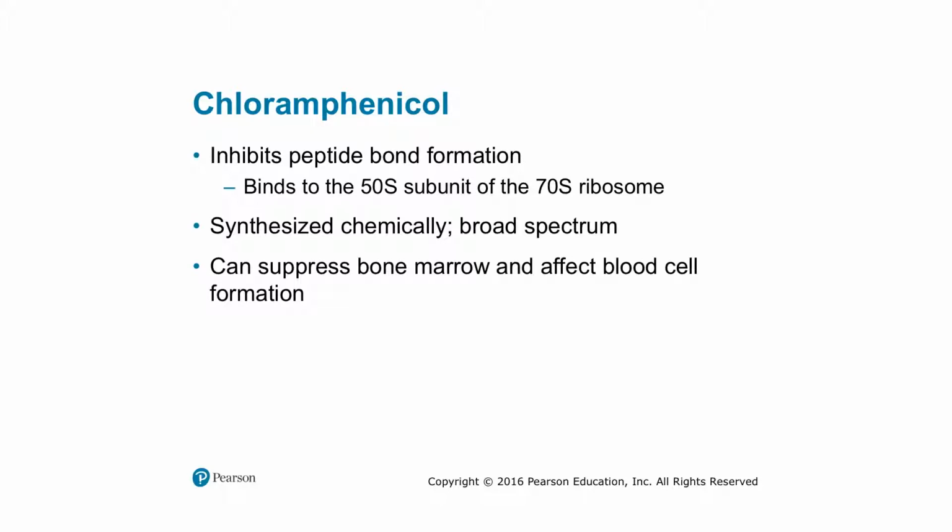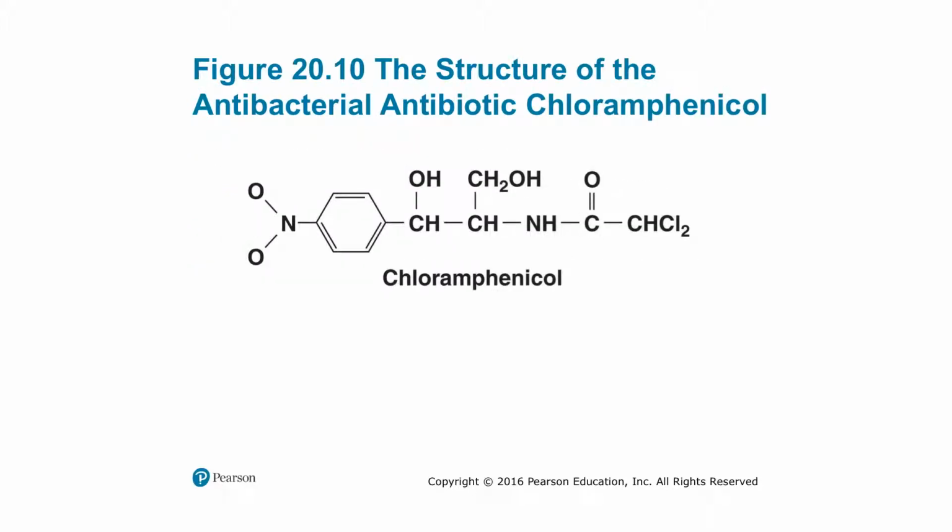Chloramphenicol is going to inhibit the peptide bond formation, and it's going to bind to the 50S subunit of the 70S ribosome. It's synthesized chemically, and it's a very broad spectrum, and it can suppress bone marrow and affect blood cell formation. So here's the structure of that.